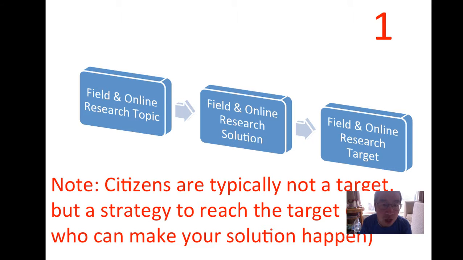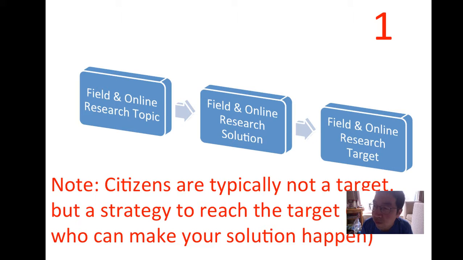Starting with, let's look at the process of what you're trying to do. You're trying to do field and online research of a topic, and then field and online research of the solution once you know more about your topic. Once you have a sense of the solution, you want to think about who is a target who can make that solution happen. And then you want to customize a social action that will persuade that target. Know that citizens are typically not the target, but a strategy to reach the target. The target is a person who has the power to make the solution happen.